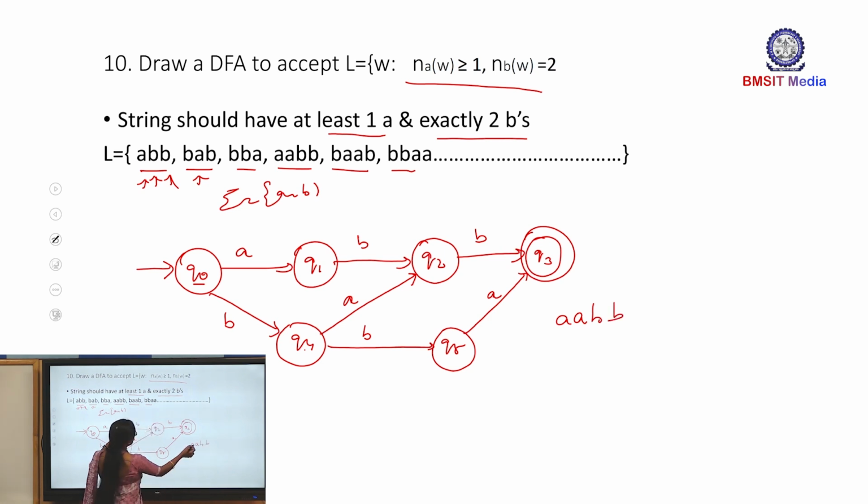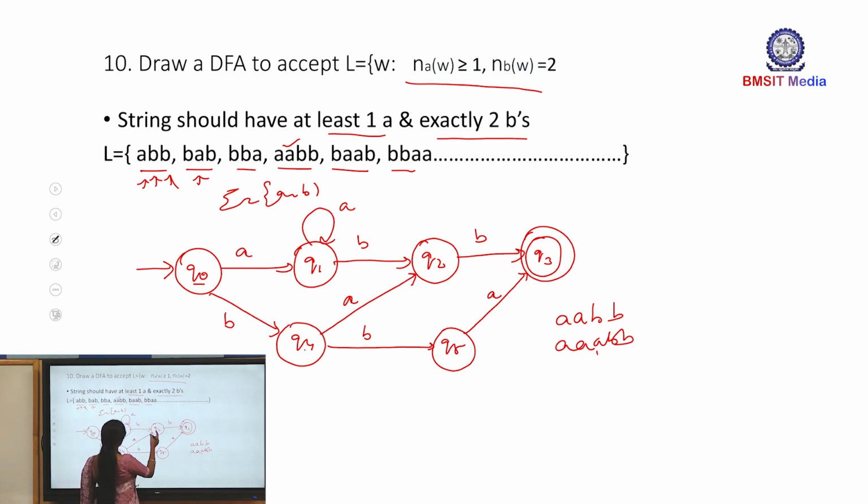You can see that this is a valid string. So AABB should be accepted. Similarly, 3 A's followed by 2 B's should also be accepted, and 4 A's followed by 2 B's should also be accepted. So one possibility is that I can have a loop on A here. This will satisfy all the conditions here.